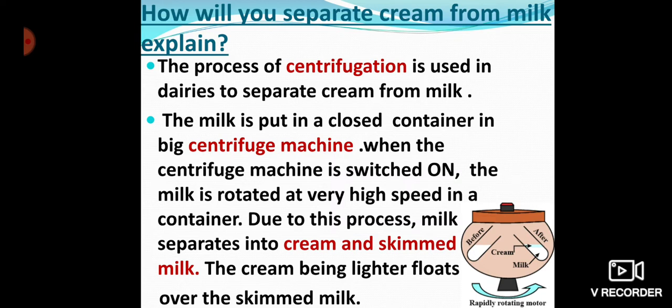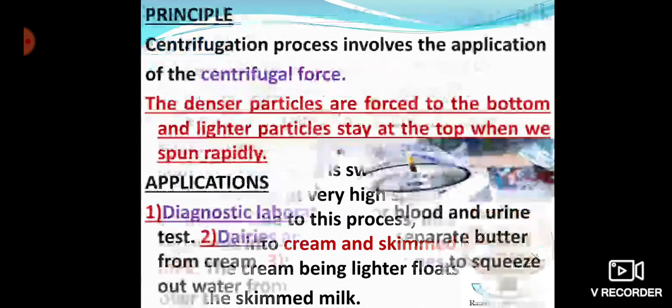The milk is put into a closed container in a big centrifuge machine. When the centrifuge machine is switched on, the milk is rotated at very high speed in the container, because of which the milk separates into cream and skimmed milk. Here cream is lighter, so it floats over the surface, and milk settles down.